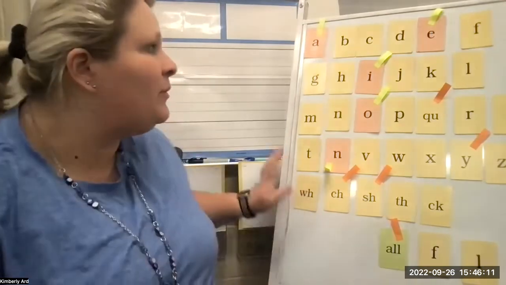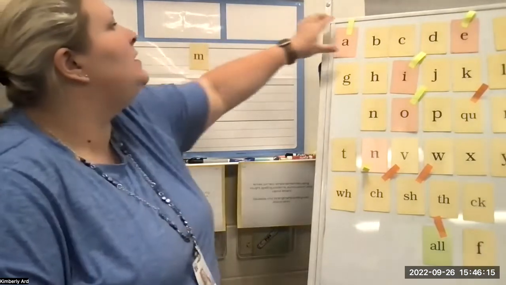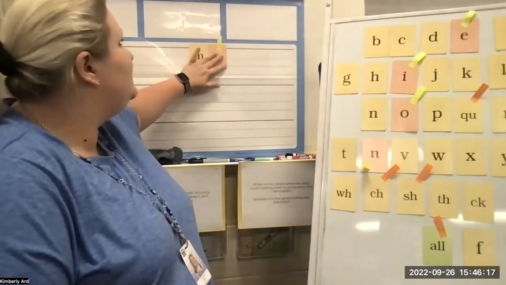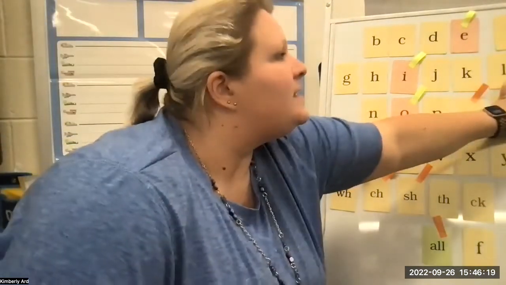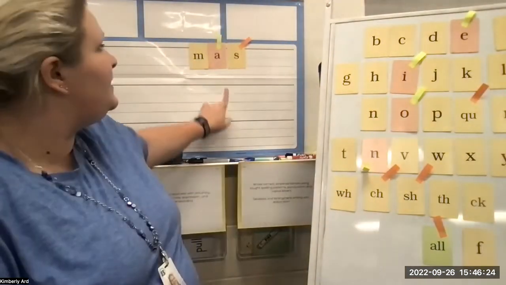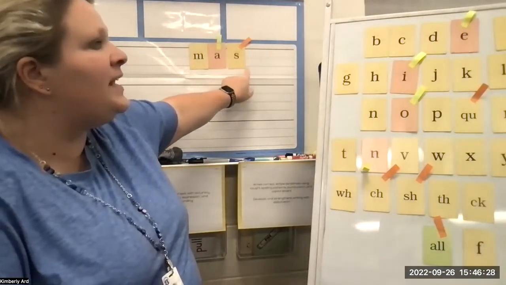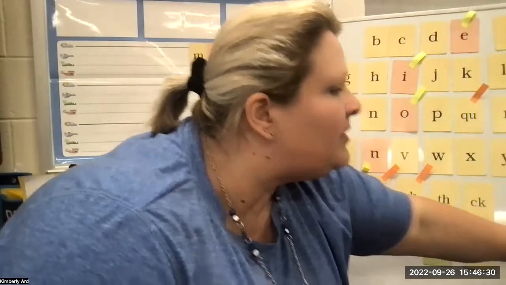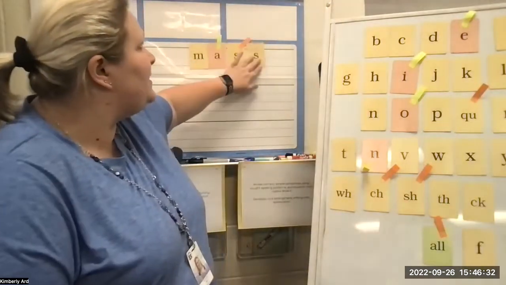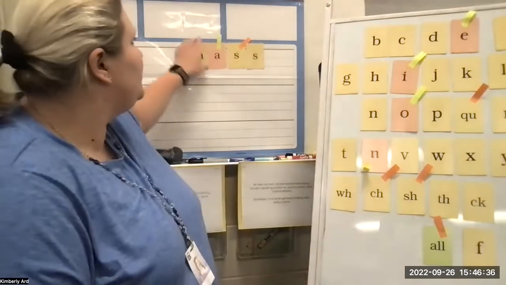So for example, the word mass, M-A-S. Now the floss rule will tell us that is a closed syllable, short vowel sound, it ends in an S. It requires the bonus letter at the end. Okay, so that is what our floss rule looks like.